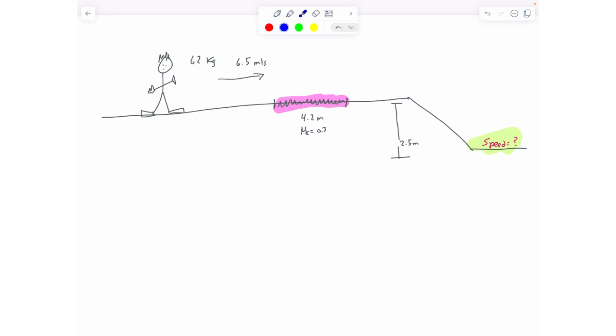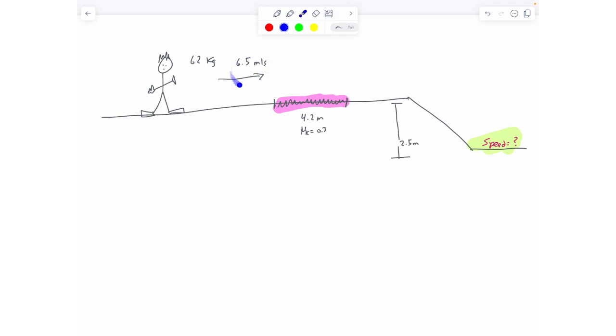This person's not accelerating, right? It's just moving at a constant 6.5 meters per second, right? So there are no forces left or right, because nothing's pulling it, nothing's pushing it back. He's just chilling out, going along 6.5 meters per second.